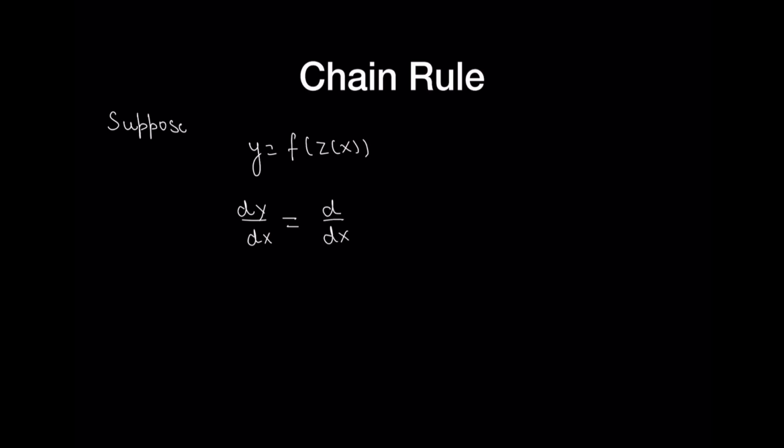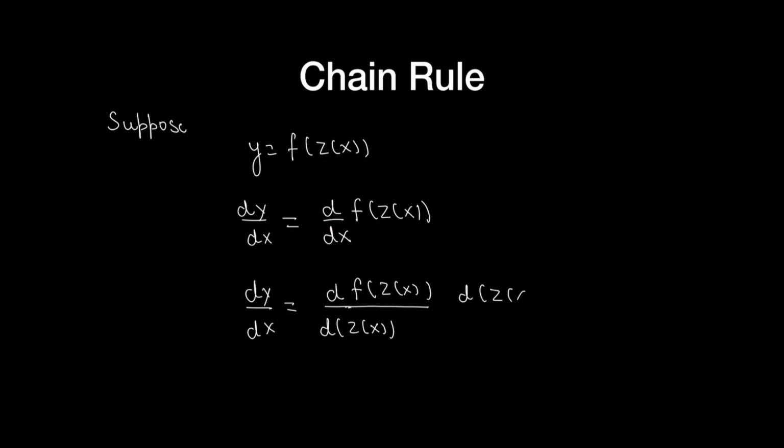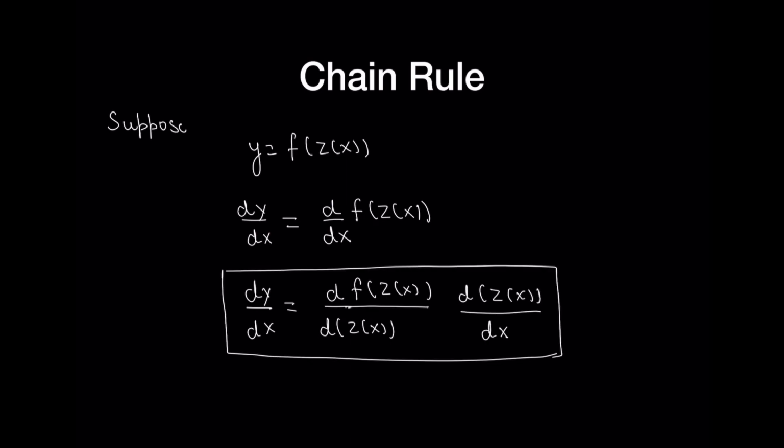So I can write it as the derivative of f of z of x, and what I'm going to do is take z of x as the base and take the derivative of f of z of x with respect to z of x, and then multiply it with the derivative of z of x with respect to x. This is what we call the chain rule. Now let's see an example of this.